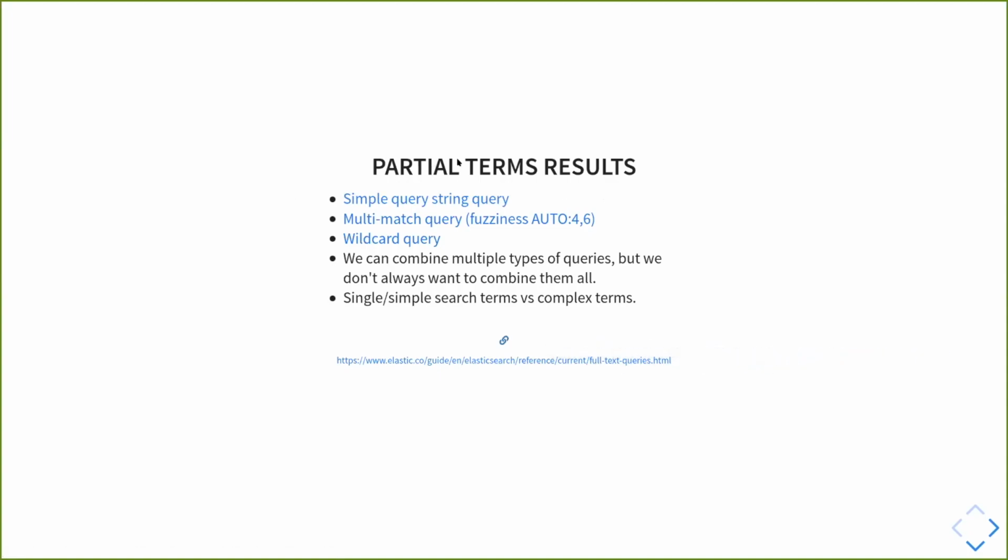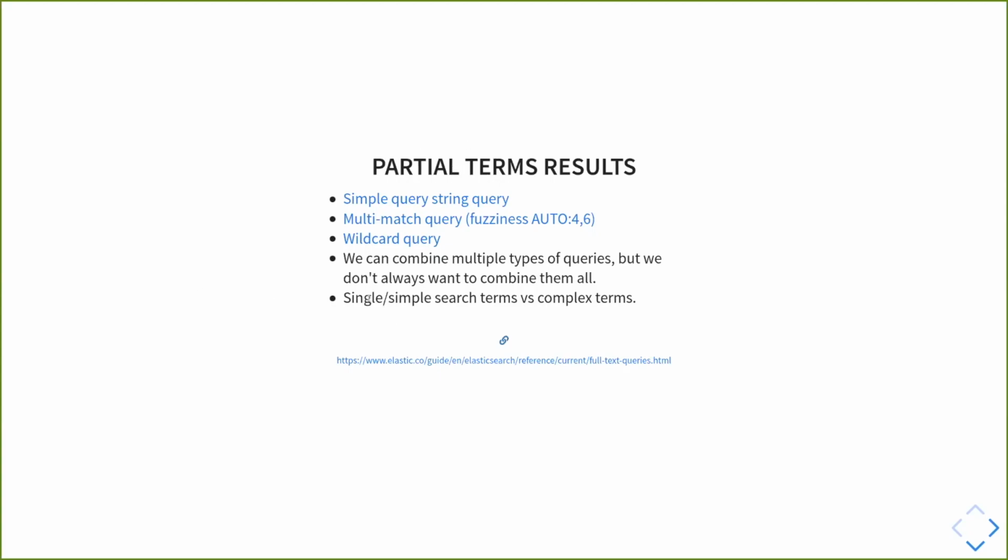Okay, so as we saw, we have the simple query string query, which allows us to use the fancy syntax, like quoting a term or having the tilde for fuzzy. We also have the multi-match query, which allows us to set a fuzziness level on the queries. We also have the wildcard query, which allows us to do prefix and suffix search. And we can combine multiple types of queries in one.